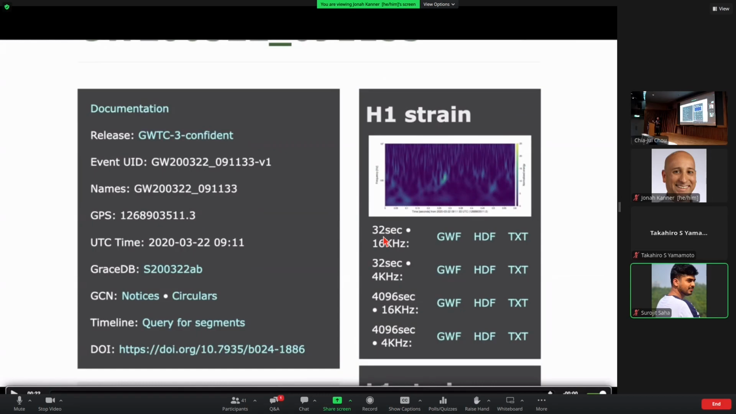So that's a fun thing, because you can go in, you can browse, you can see what all the discoveries are, and you can see their physical parameters and compare and contrast. It's a great way to learn about gravitational wave observations.